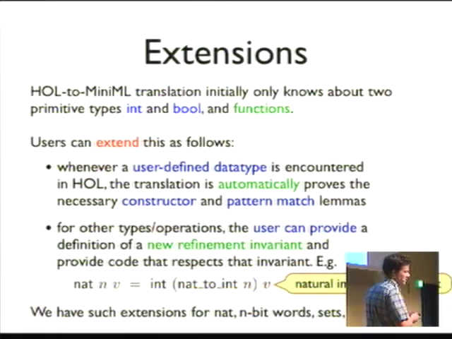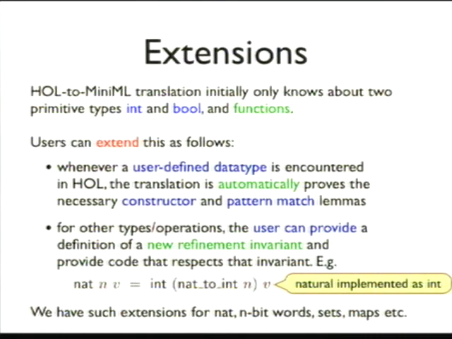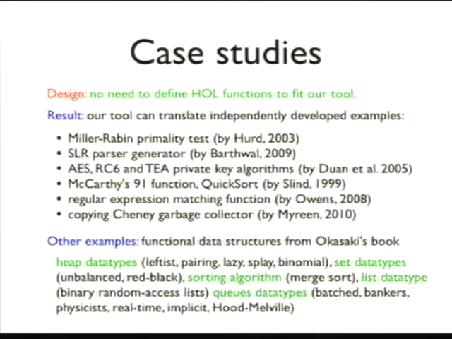And we've done such extensions for natural numbers, n-bit words, finite sets, maps, and so forth. And so the design was always to not be any different for users from the current ways of extracting functions. So the user would not need to change his libraries at all, or to change the way he defines his functions.